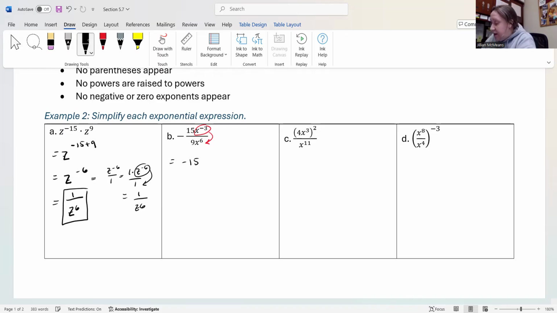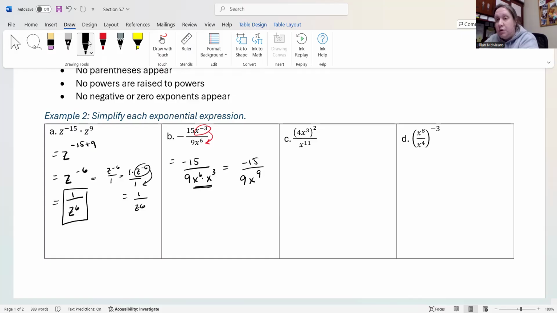That's going to leave behind negative 15 in the numerator. The denominator is going to be 9 times x to the 6th times x to the 3rd, which is negative 15 over 9 x to the 9th. Now, this is a product rule. We're multiplying two things that have the same base. We keep the base, we add the exponents. So 6 plus 3 is 9.